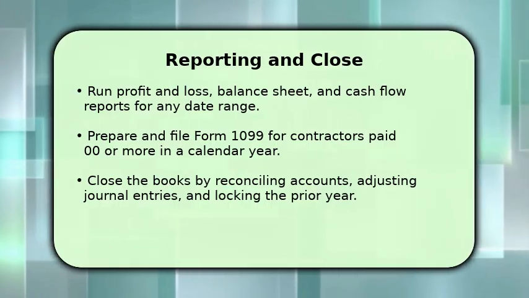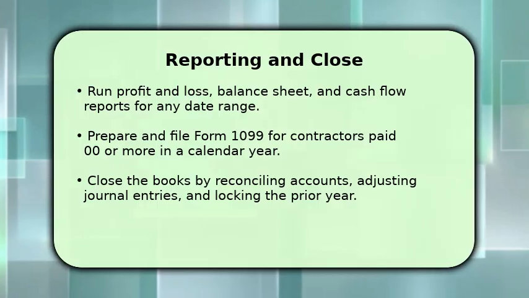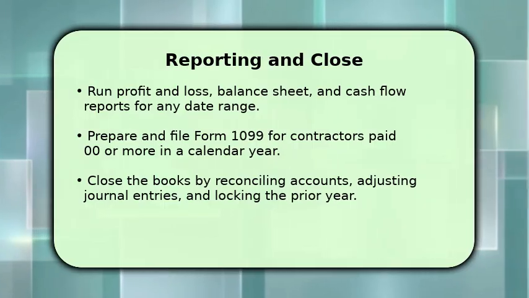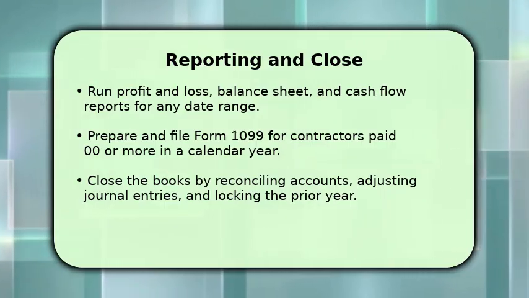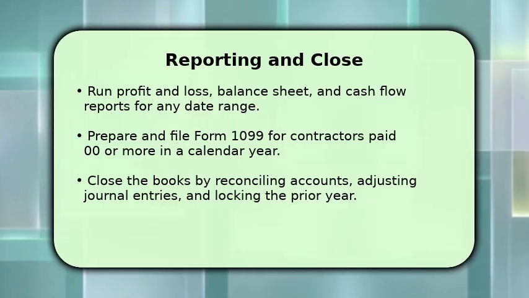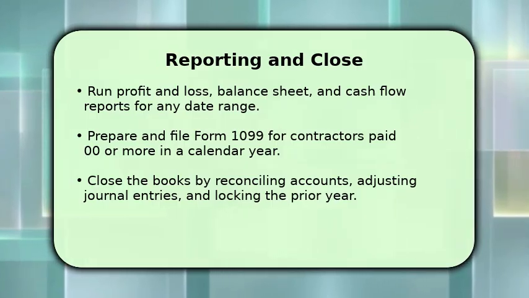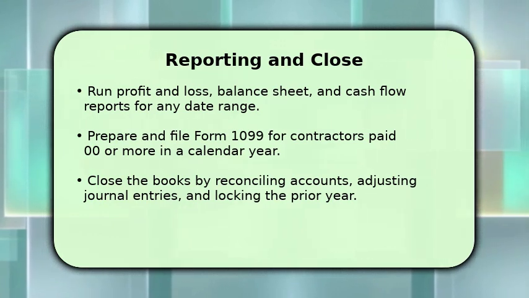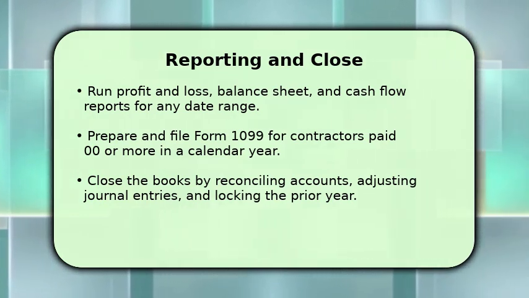Prepare and file Form 1099 for contractors paid $600 or more in a calendar year. Verify tax ID and issue by January deadlines. Close the books by reconciling accounts, adjusting journal entries, and locking the prior year to prevent accidental changes while preserving audit trails.